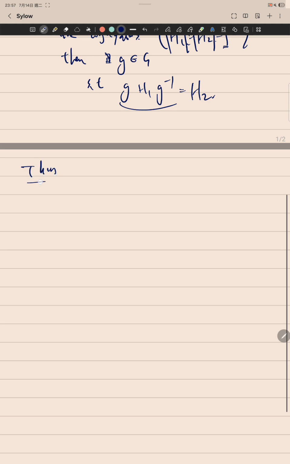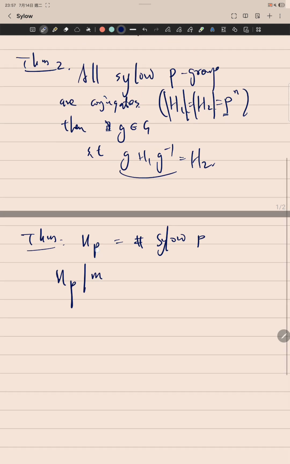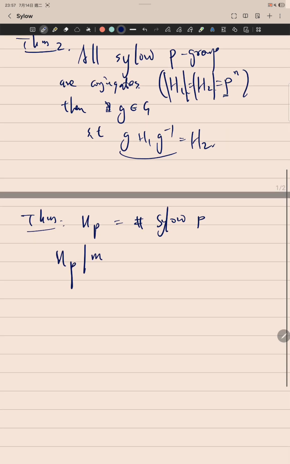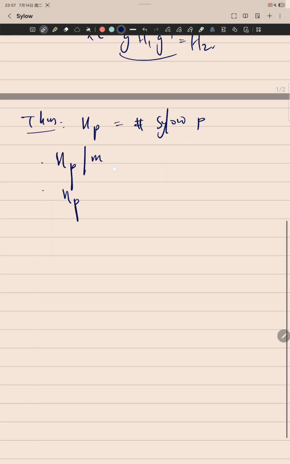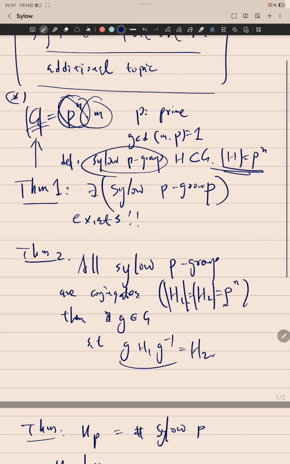And theorem 3 is much more interesting. If you define n_p to be the number of Sylow p-subgroups, then first, n_p divides m, the factor m here. And the second condition is that n_p is 1 mod p. And this is the Sylow theorem.